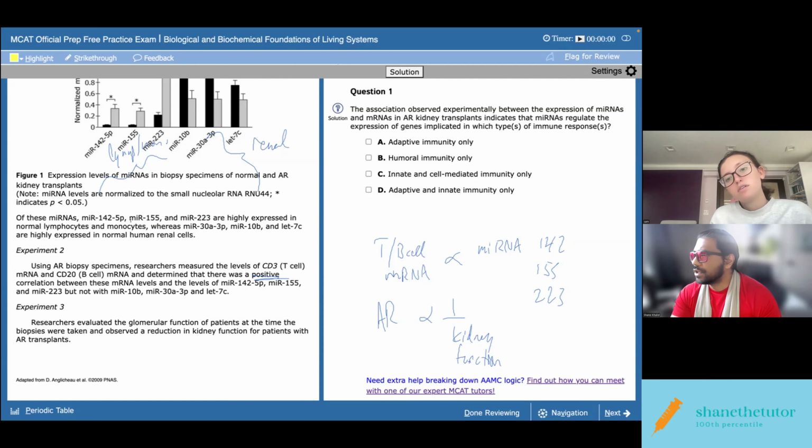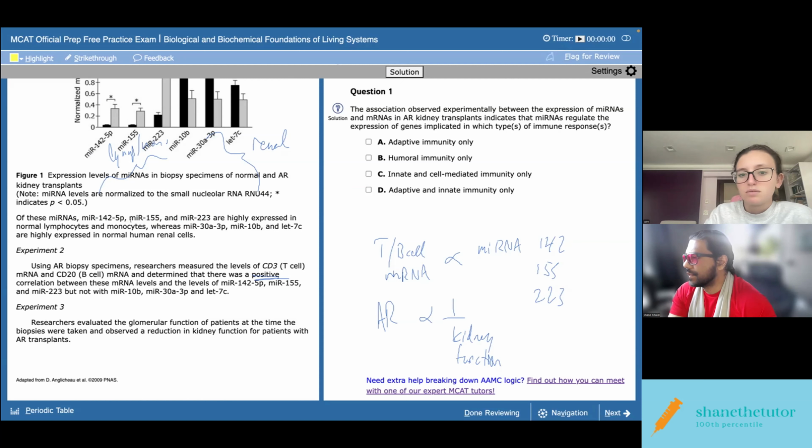The humoral, one sec. So I guess the answer choice that I picked was a really silly one because by definition, they would cancel each other out. Well, if we had normal lymphocytes and stuff, they would still be there to target it, but they were saying that they're highly expressed in those normal RNAs.